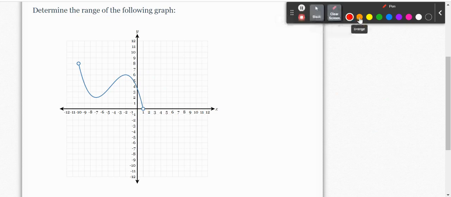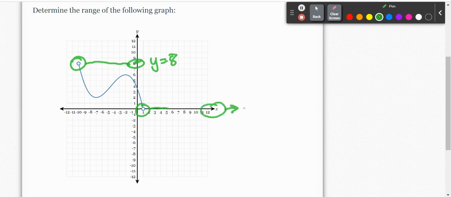All right, this time we have open dots at the bottom and the top, and they are the most extreme values. This is the highest height here at 8. So this is y equals 8 as our high, and then this is the lowest one. If we're on the x-axis, that is actually the line y equals 0. So if you're ever touching the x-axis, that is the y value on it. So when we're doing range, again, range is low to high.